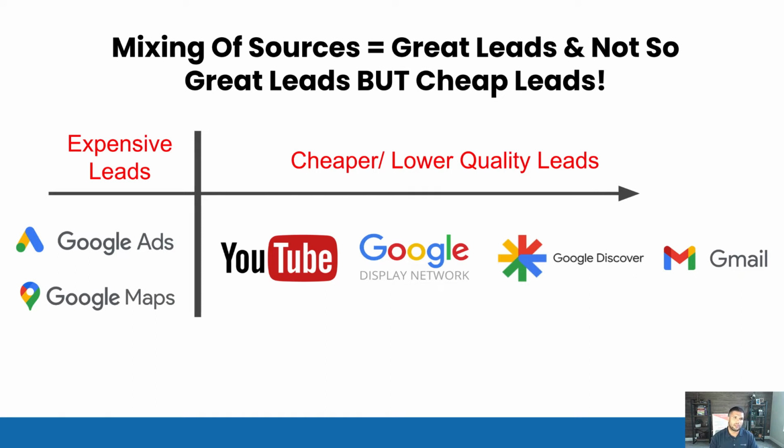So in this graphic, again, all the way to the left, you have Google search, you have Google Maps. These are the expensive leads. And then all the way to the right, you have Gmail, Discover, Display, and YouTube. These are the cheaper but lower quality leads. And so it is a compromise that you're dealing with. This will help you with your expectations of the campaign. You're not going to get amazing leads every single time. You're going to get some good ones. You're going to get some bad ones.